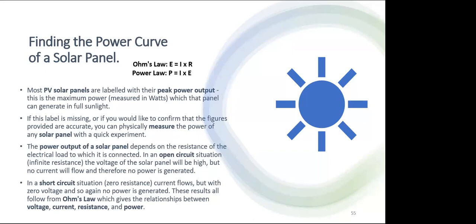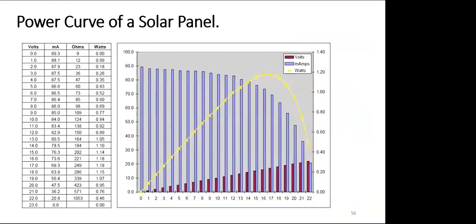Then there are a few tests we can do to find out solar PV performance. We call them the short circuit performance as well as the open circuit performance. Short circuit means the voltage is zero. Open circuit means the current is zero.